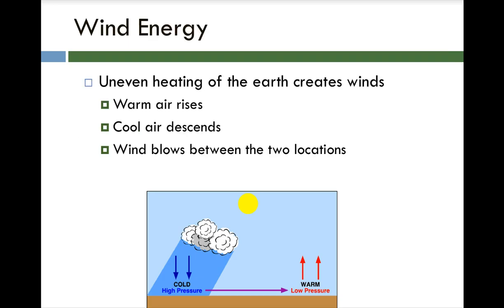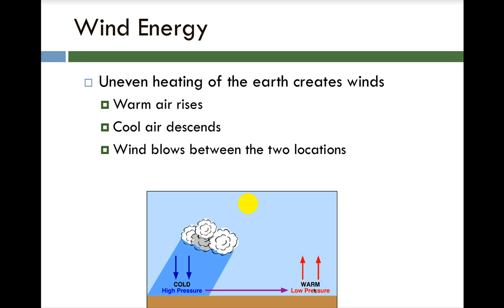So the uneven heating of the earth creates the winds. What we have is warm air rising, and that creates an area of low pressure. We have cold or cool air descending, creating an area of high pressure, and then the wind blows between the two locations. As we learned way back in chapter 4 or 5, I think, wind blows from high pressure to low pressure. So if you're looking at the diagram below, that would mean we have wind blowing from this area to this area in the picture.